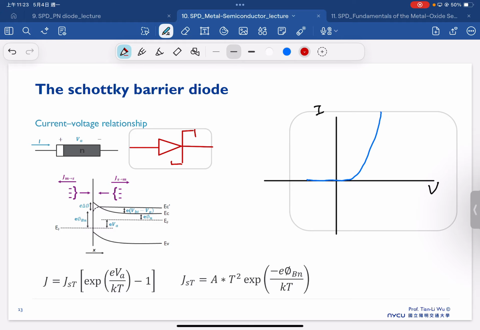But if we have a very high barrier, then the turn-on voltage will increase as well. So that's a typical phenomenon that we will quite often see in the Schottky barrier diode.